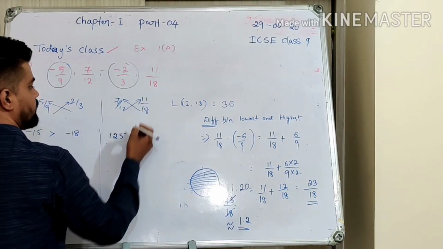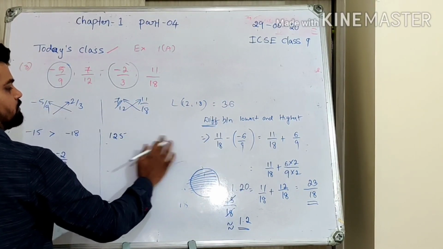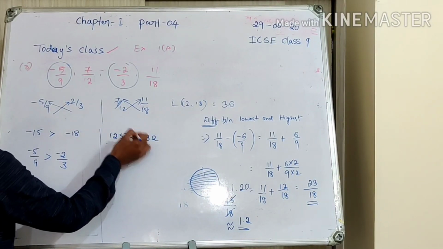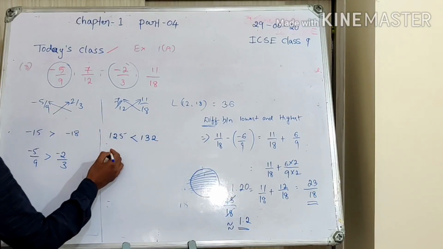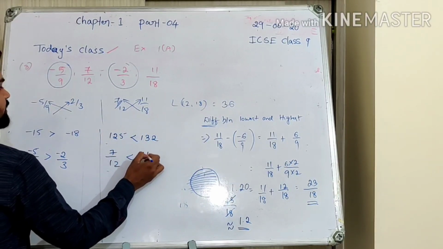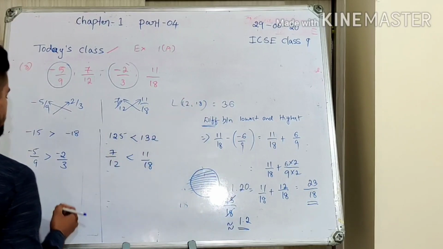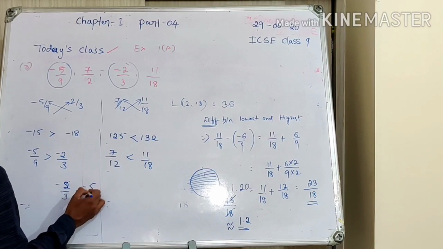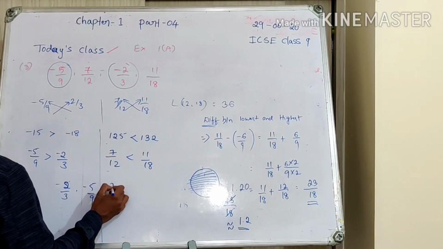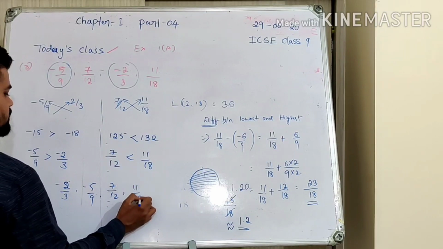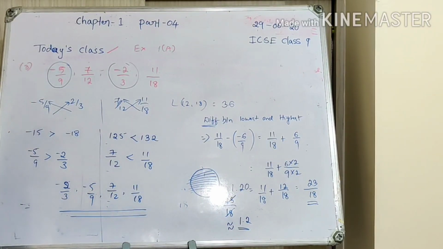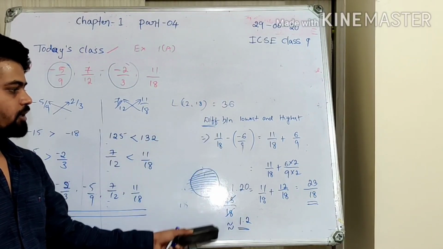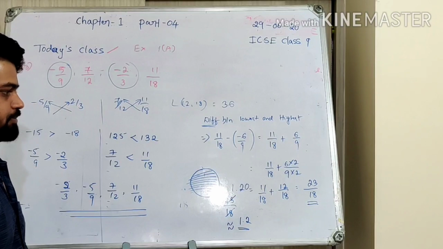So what about this? 12 elevens are 132. So which is greater? 126 is less than 132. So clearly I can say 7 by 12 is less than 11 by 18. So same arrangement we got, right? The arrangement is again minus 2 by 3, then minus 5 by 9, then 7 by 12 and then 11 by 18. This is the order of arrangement in the ascending order. And the difference between the lowest and highest number is same as this. We can do the same thing and we'll get the same answer at the end.